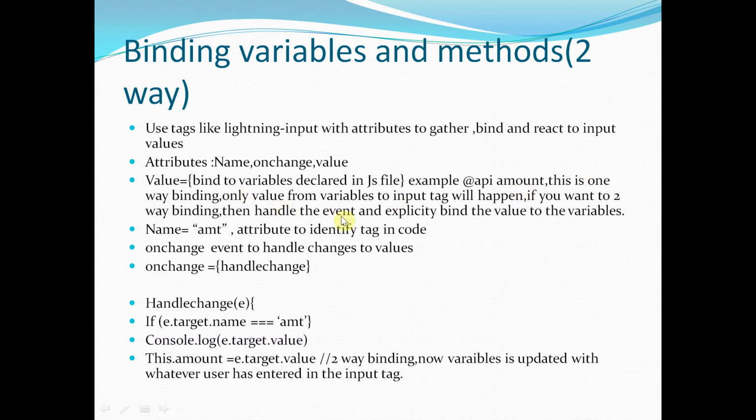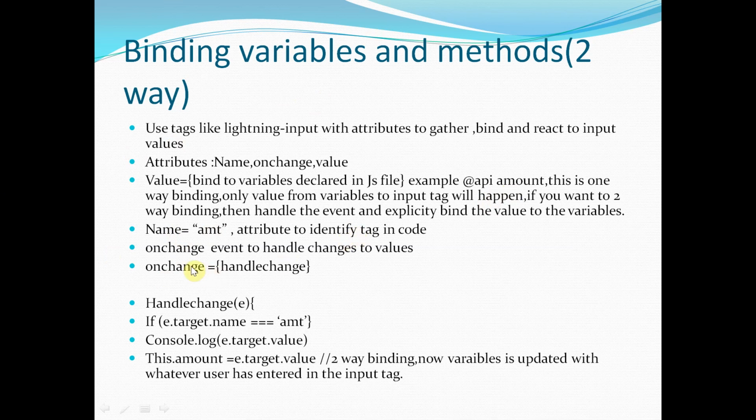Now, this is only one-way binding. If you want two-way binding, you have to handle the event and explicitly bind the value to the variables. One way will transmit the value, but it is not going to hold the value for you. It will show the value, but if you make a change to it, the API value or @track value will not store the changes.